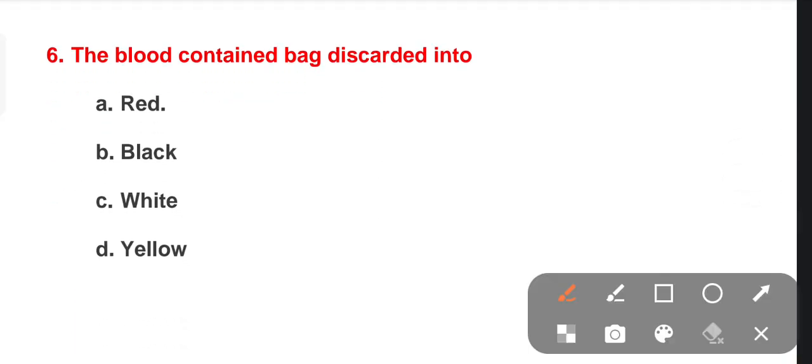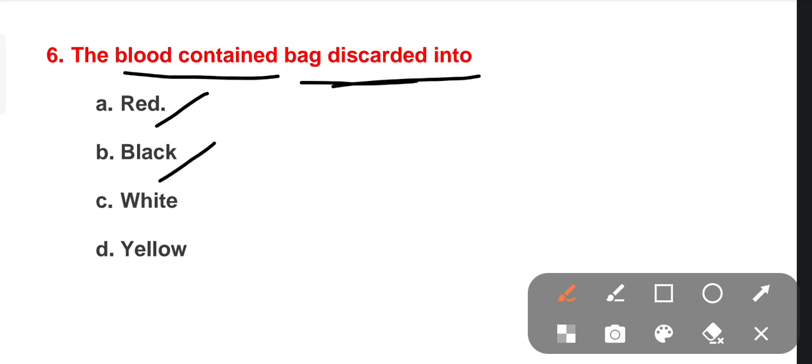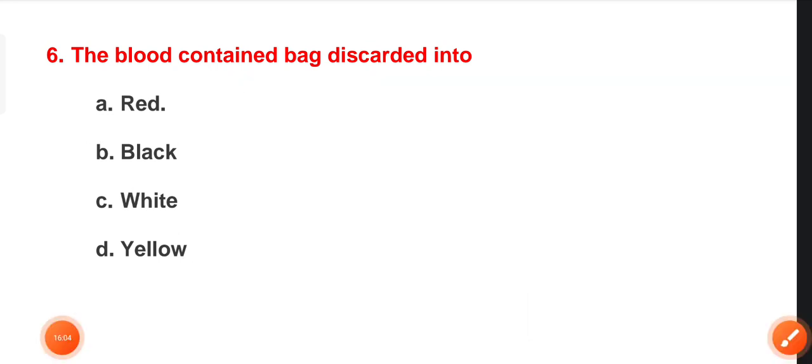So we have to take special care during the transportation of bacterial waste. The next question is, the blood contained bag is discarded into which bin? The bag contains blood product. So where can we dispose of this waste: red color bin, black color bin, white color bin, or yellow color bin? That is the red color bin. So in the red color bin we have to discard the blood contained plastic bags.